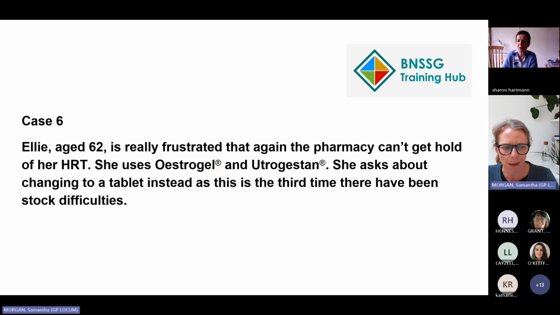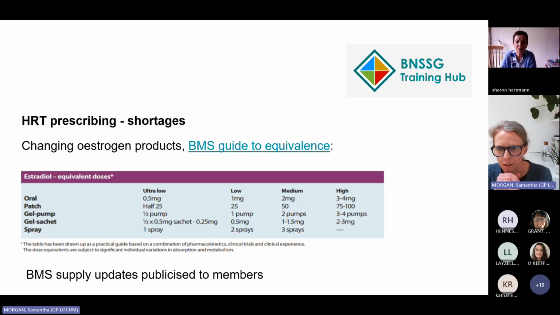And there have been so many shortages, haven't there, over the last few years? It's been incredibly frustrating. Lots of extra prescriptions being issued and lots of work for everyone, and lots of time for patients. So just a few thoughts really around shortages and kind of switching. So this is that equivalence chart that we mentioned earlier from the British Menopause Society. For many of our products, there is more than one type, but with some there aren't. So this can act as a bit of a guide.